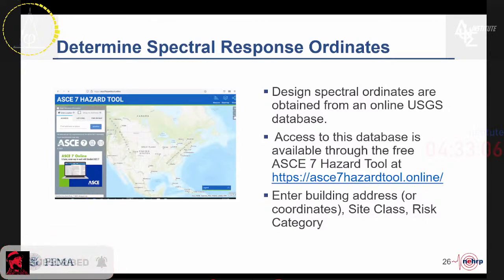You locate the site that you're working on. You can do this by typing in the address. It uses a Google Maps search feature to find the lat and long of the site. If you have the lat and long, you can use that directly, or you can use a pin feature and basically drop a pin on the map that you see here in order to locate your project site.